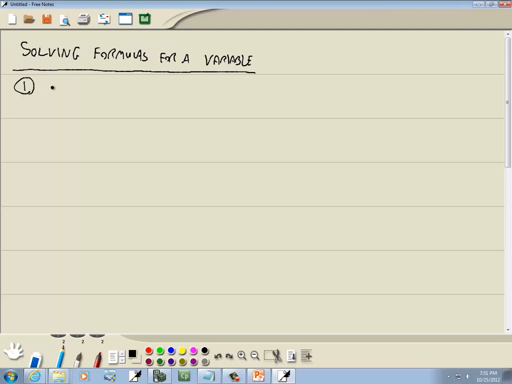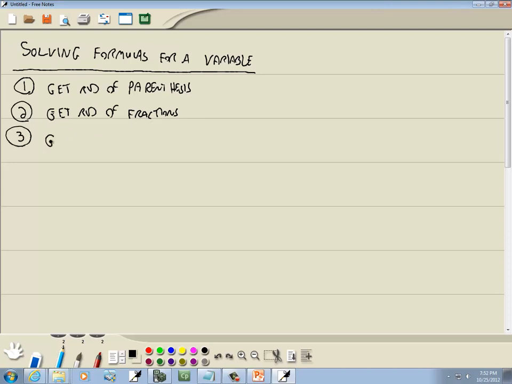And our first step is to get rid of parentheses. Our second step is to get rid of fractions. Now we'll get rid of fractions the same as we did before. We'll multiply everything by the LCM of all our denominators.